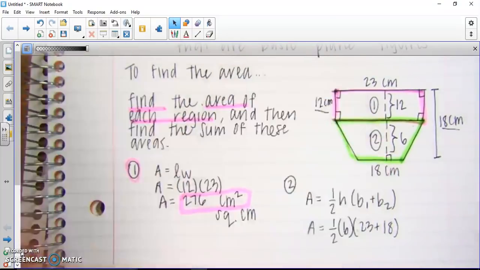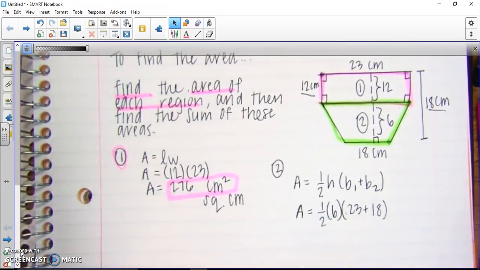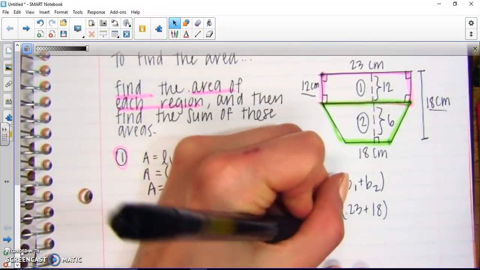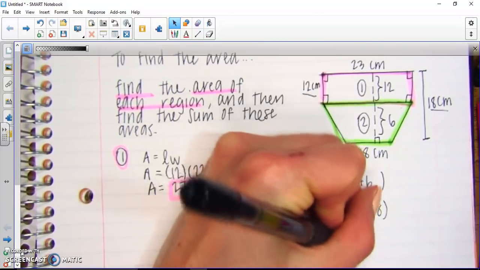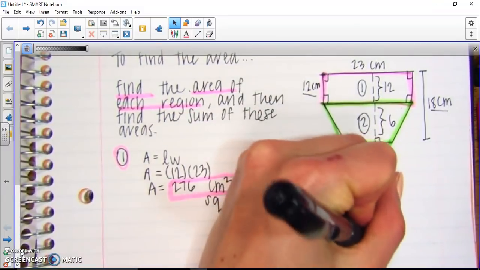All right, so now we've got our formula. We can go ahead and simplify that. So we've got 23 plus 18 is 41.